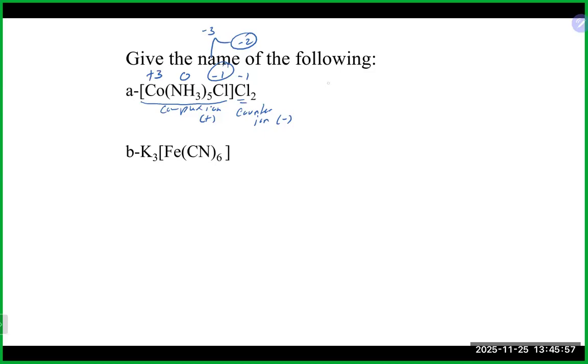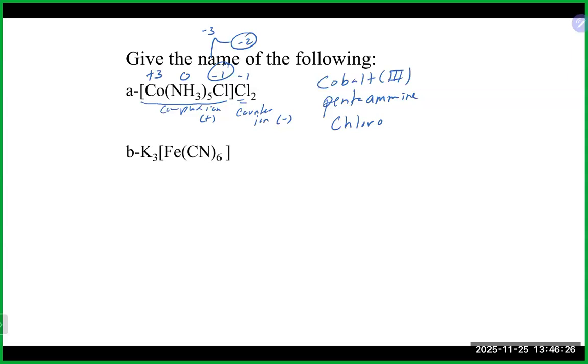So since this is a positive complex ion, we can just use cobalt, Roman numeral 3. We have 5, which is penta. Ammonias, which is ammine, is the name for it. We do have 1 chlorine or chloride inside. It's just going to be chloro. We actually do not use mono for 1, so we just use chloro.